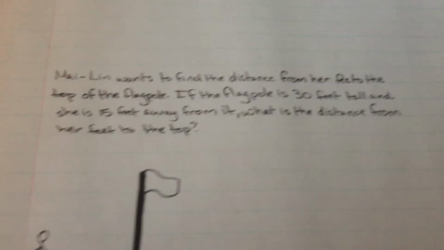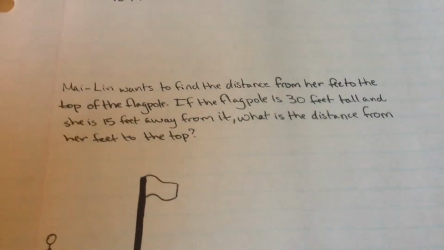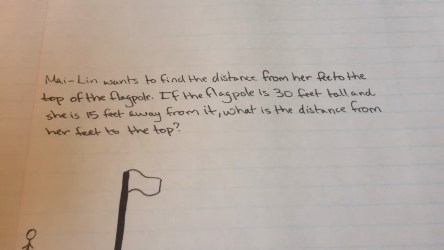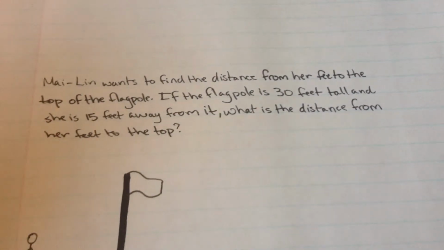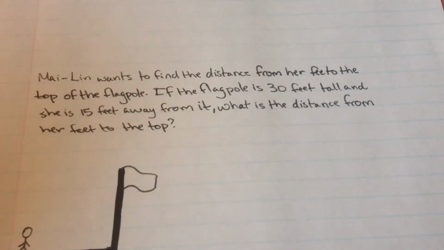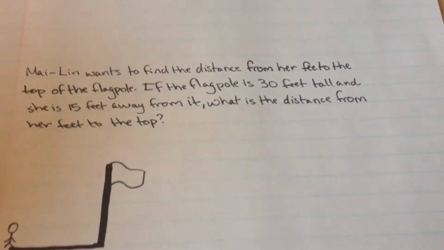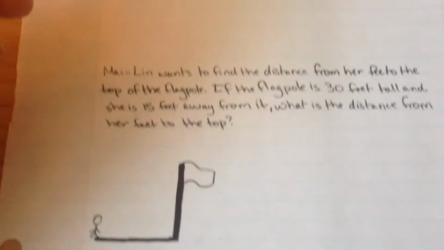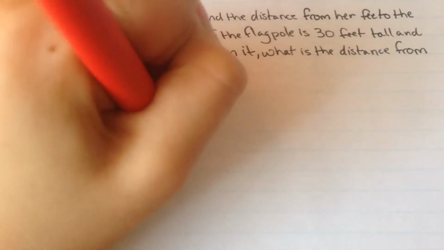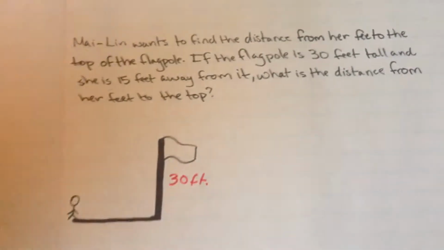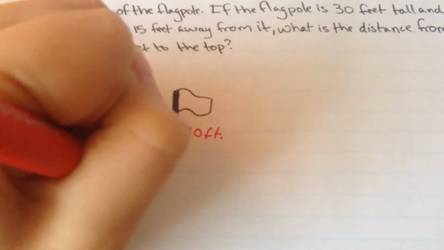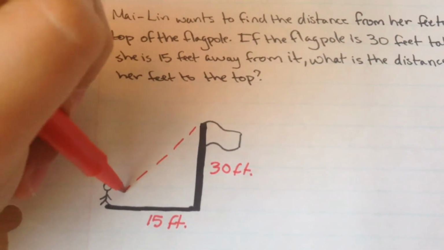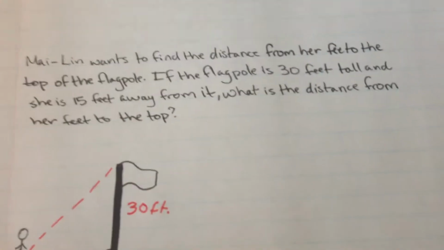And so we're just going to do it in a word problem too, so it's a little bit different, but pretty much the same. Malin wants to find the distance from her feet to the top of the flagpole. If the flagpole is 30 feet tall and she is 15 feet away from it, what is the distance from her feet to the top? So we're just going to follow it based on this little diagram too. So we know that the flagpole is 30 feet tall, and we know that she's 15 feet away. And what we're looking for is this length right here, or the hypotenuse.